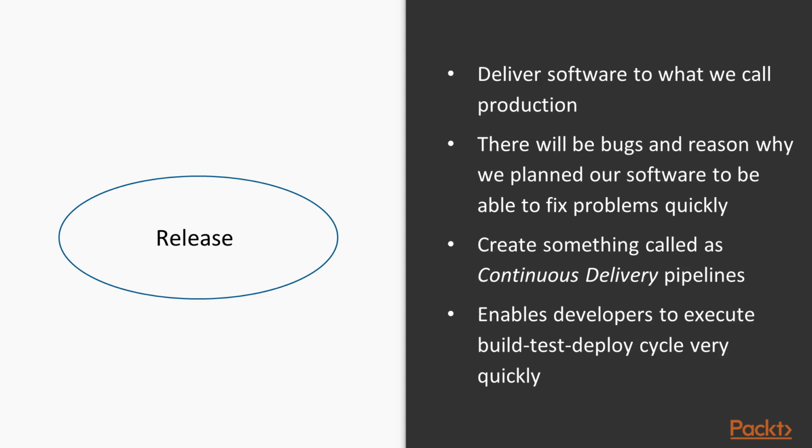Next, we have the release phase. In this phase, we deliver the software to what we call production. People start using the software, and no matter how much effort we put in the previous phases, there will be bugs, and that is the reason why we planned our software to be able to fix the problems quickly. In the release phase, we can create something called continuous delivery pipelines. It enables the developers to execute the build, test, deploy cycle very quickly.